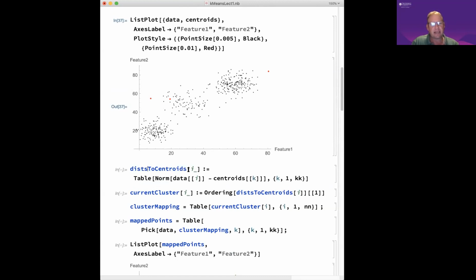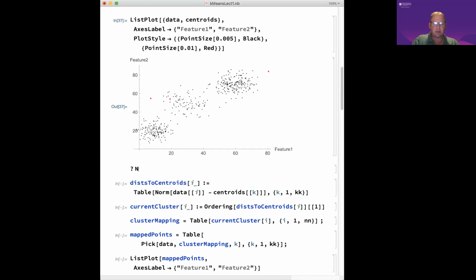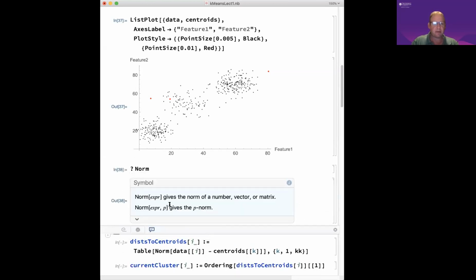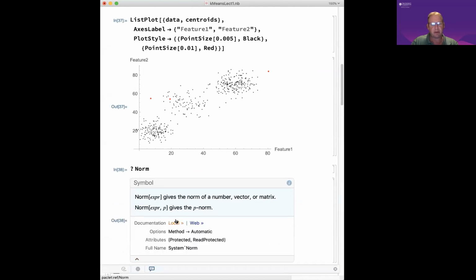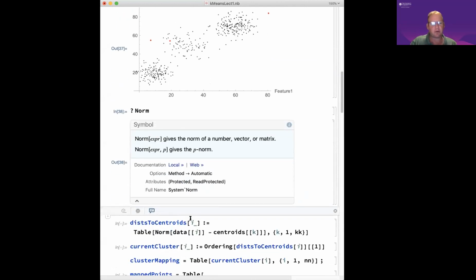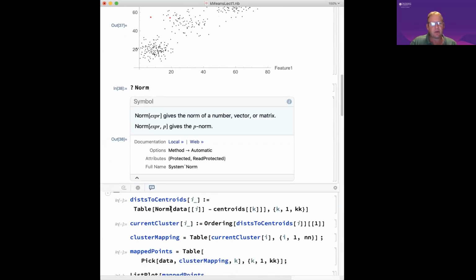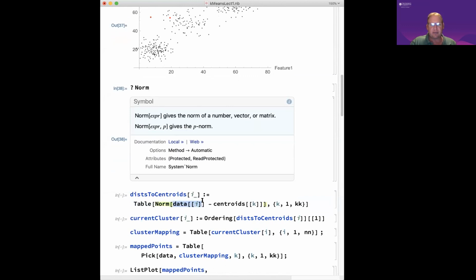It's going to take the ith point, focus on the ith point, and compute the norm. Let's look up norm in Mathematica: the norm of a number, vector, or matrix. If you look a bit more in help, you'll see that it's a norm just like we spoke about. So we're going to take the norm of the difference between the ith data point and the kth centroid. I is going to range over a lot of things: i would be 1 to 440, and k would be 1 to kk.